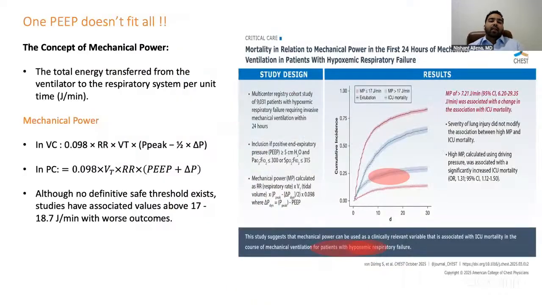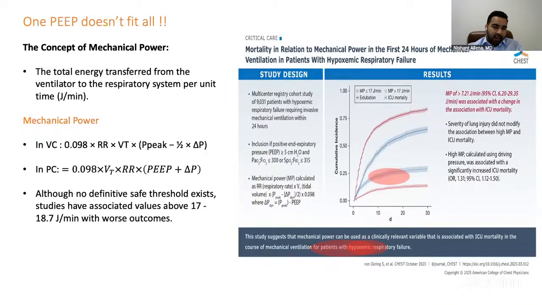And this is the next key concept that I want everybody to understand: one PEEP doesn't fit all. We now have the concept of mechanical power, which is the total energy transferred from the ventilator to the respiratory system per unit time. As all of you can read, the mechanical power formula has two different versions. One is in volume control and the other one is in pressure control. And in the formulas, the 0.098 is basically the conversion factor for joules per minute.